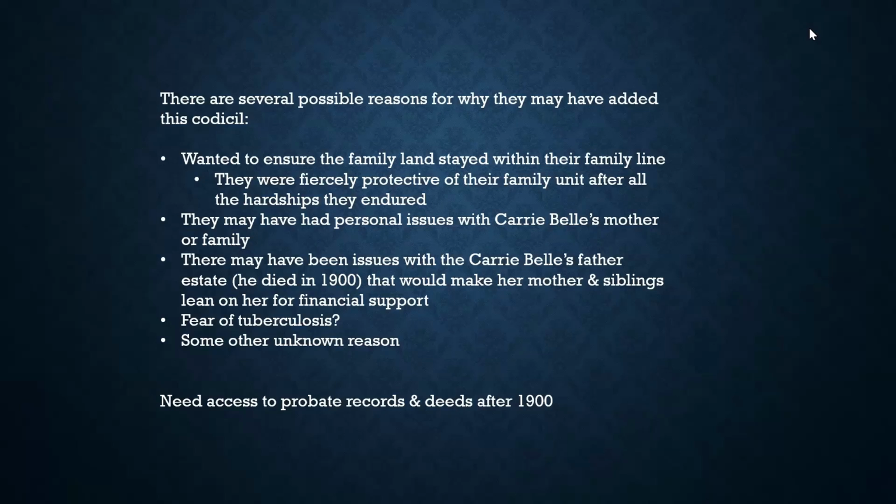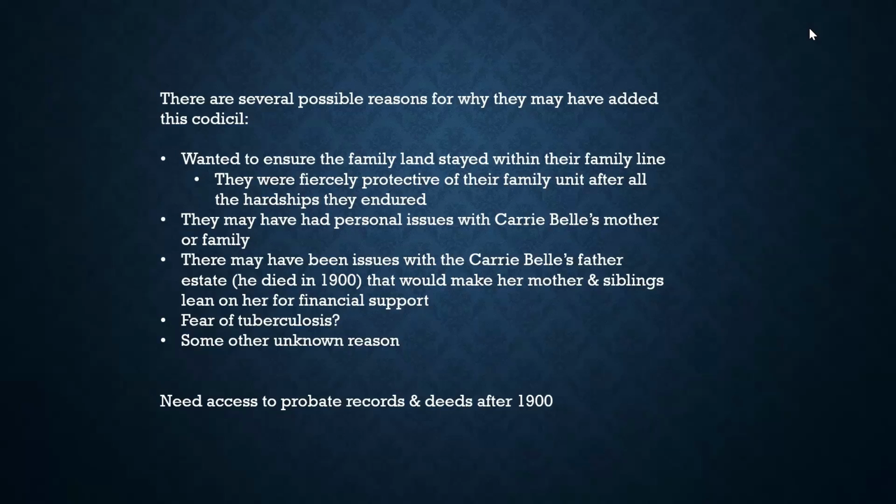Another possibility is that her father died of tuberculosis. She had a brother die of tuberculosis, and Carrie Bell herself actually died of tuberculosis in the 1930s. So it's possible that they were afraid of this disease because it was believed to run in families, and that they could catch it that way. So it may be that they didn't want her family around because they thought they would give everybody consumption, or tuberculosis, that way. And then there may be some other unknown reason.